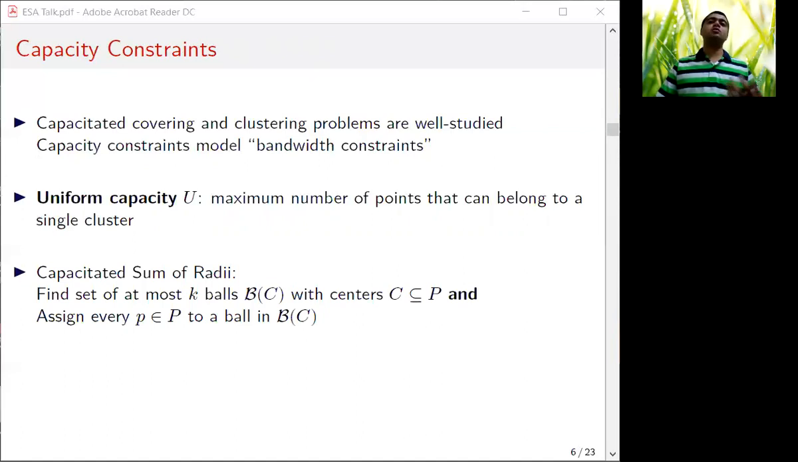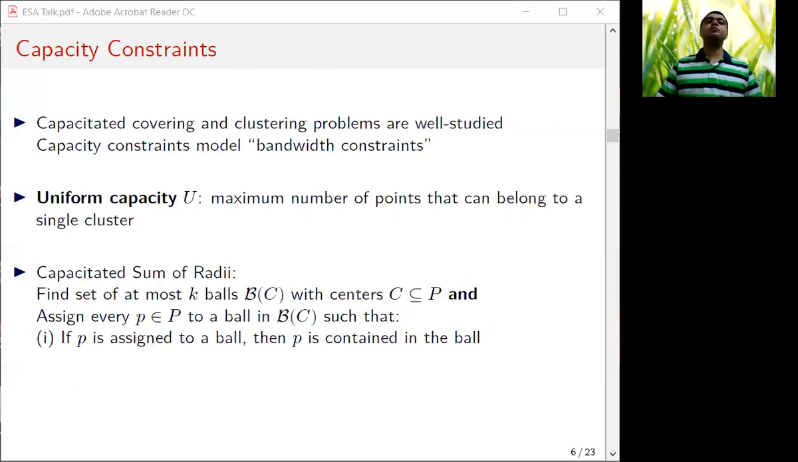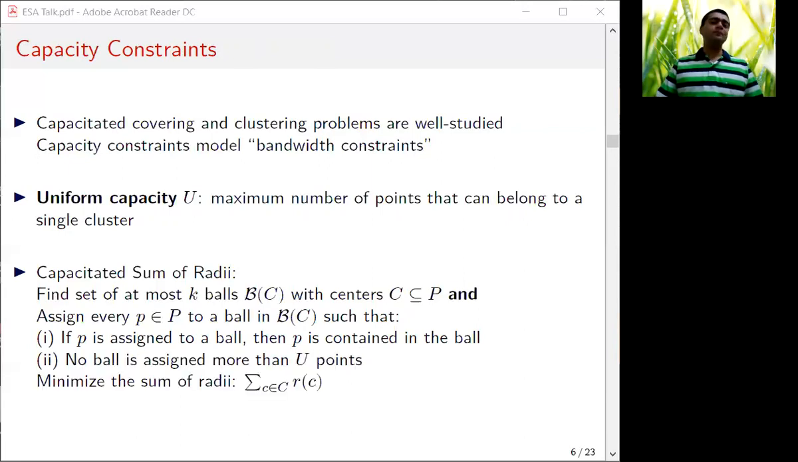So we want to find a set of at most k balls and then assign every point to one of these balls, subject to the following two constraints. The first one is that if you're assigning a point to a ball, then the point has to be contained in the ball, which is fairly obvious. And the second constraint says that you cannot assign more than U points to any of the balls. So this is the capacity constraint. And the objective, of course, is to minimize the sum of radii.